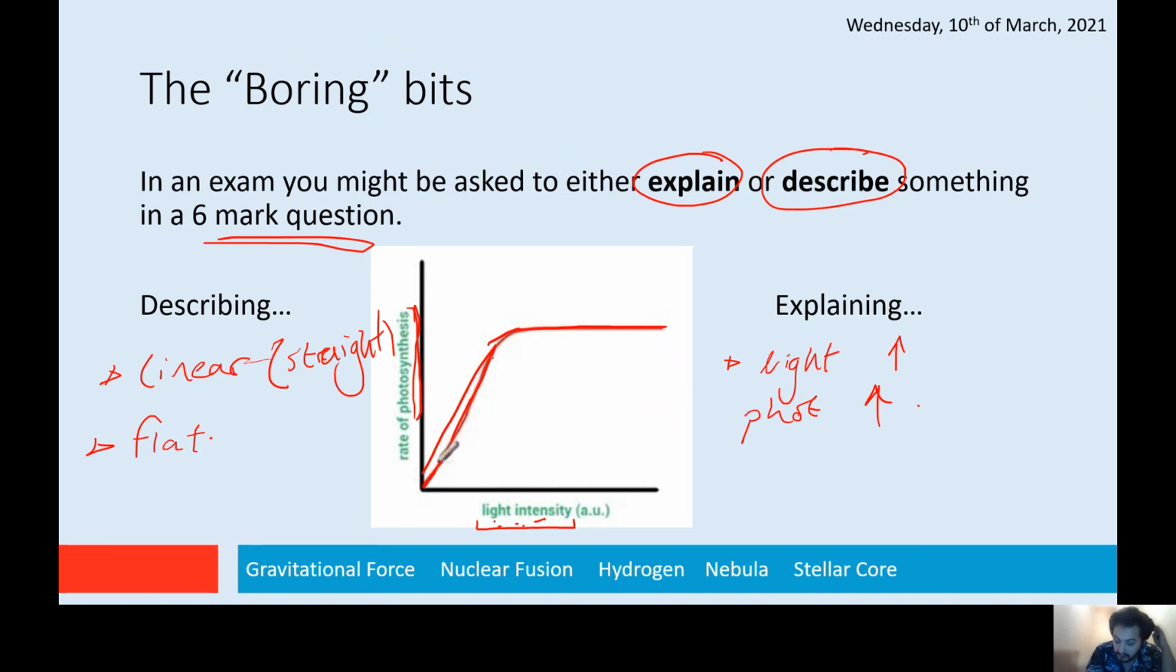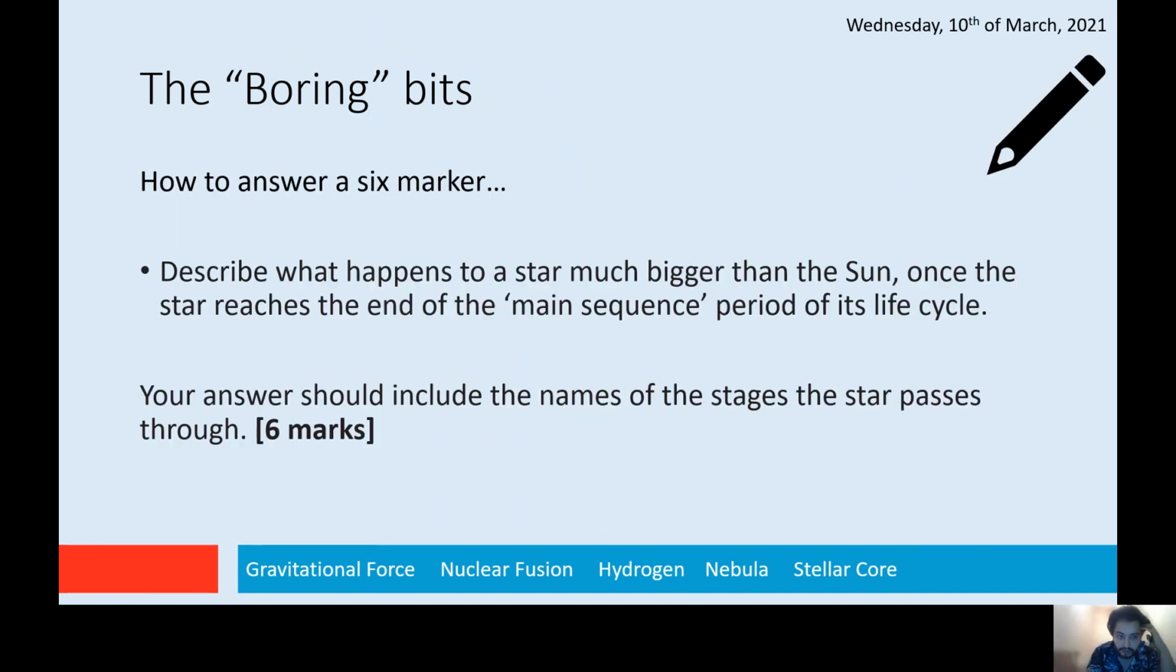So similarly, you'd be asked a question like this, perhaps with astronomy. So let's have a look at a 6-mark question in astronomy. Here you're asked to describe what happens to a star much bigger than our sun once the star reaches the end of its main sequence period. Your answers should include the names of the stages the star passes through. And that's 6 marks.